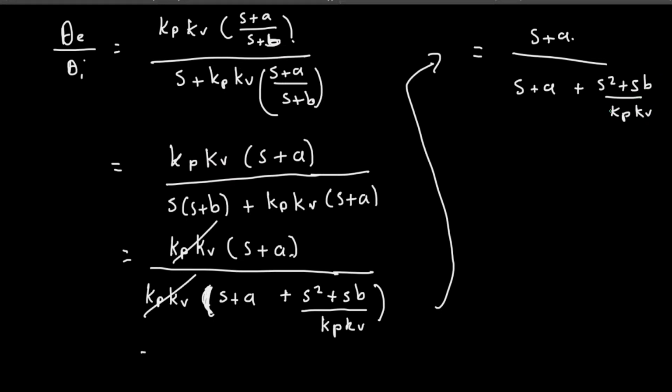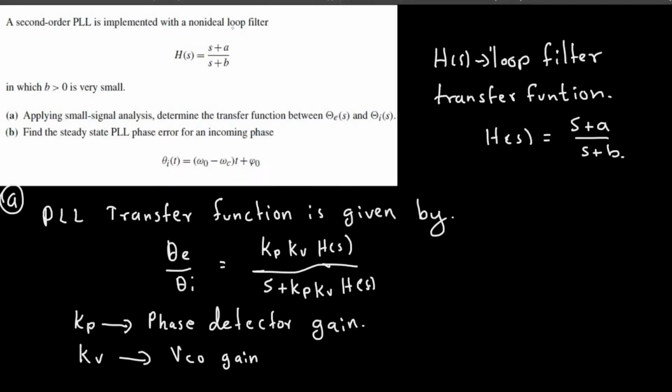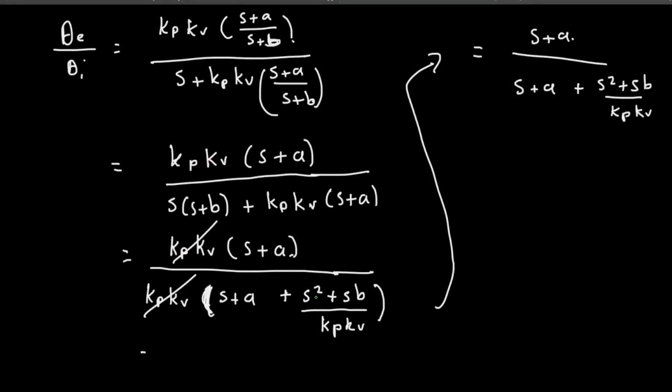But here, simplifying this one furthermore helps us to eliminate something. There's information provided in the question, in which b is greater than 0 and is very small. It means b is almost close to 0. So we can use that information to get rid of something from this one. Let's see how we can get that.